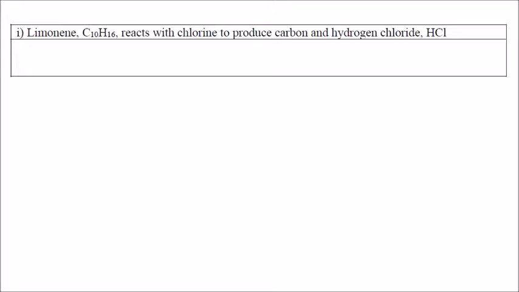In our next reaction, we start with a chemical called limonene, which has the formula C10H16. So that's carbon and hydrogen. It reacts with chlorine, which is a diatomic element. It produces carbon, which has the symbol C, and hydrogen chloride, HCl.